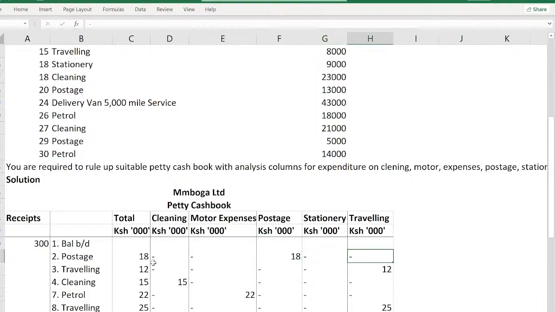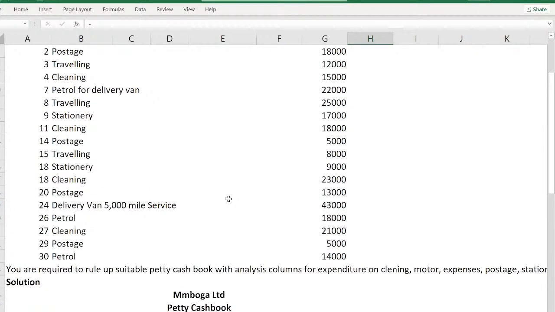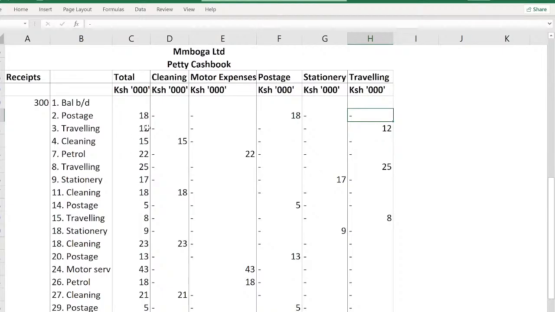We did some traveling for 12,000, as you can see. So on day 3, did some traveling, 12,000. Cleaning we did for 15,000. Petrol, that is a motor vehicle expense, so we are going to indicate it on motor expense. From there we have traveling, 25.